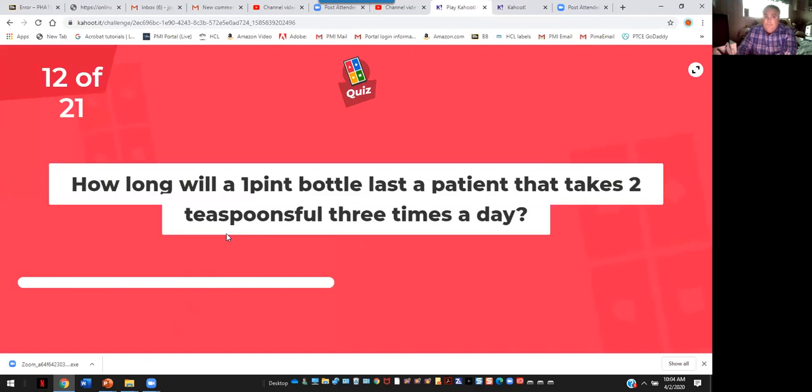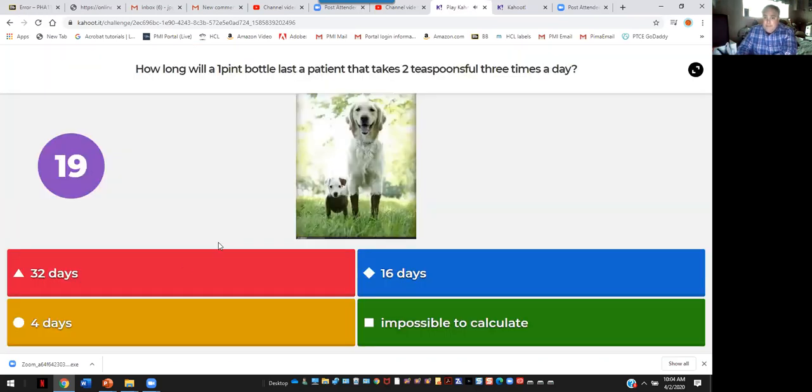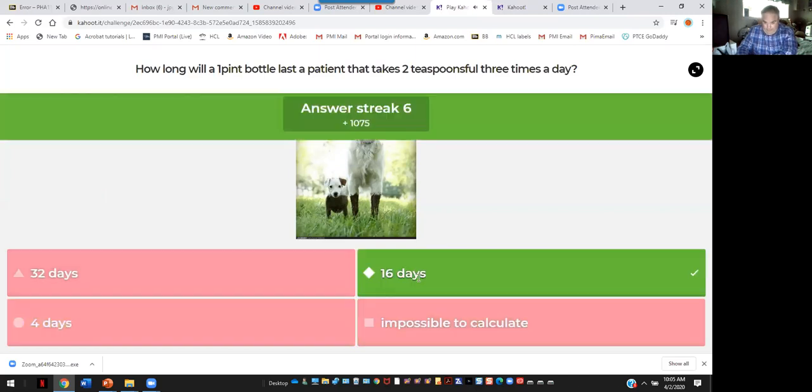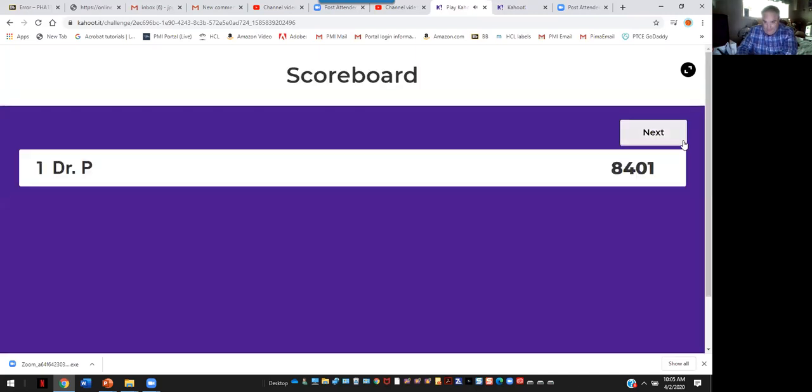How long will 1 pint bottle last a patient taking 2 teaspoons 3 times a day? Well, a pint is 480 milliliters. A teaspoon is 5 milliliters. So 2 teaspoons, that's 10 milliliters. You take 10 milliliters 3 times a day, that's 30 milliliters. Divide by 480. You get 16. There you go.